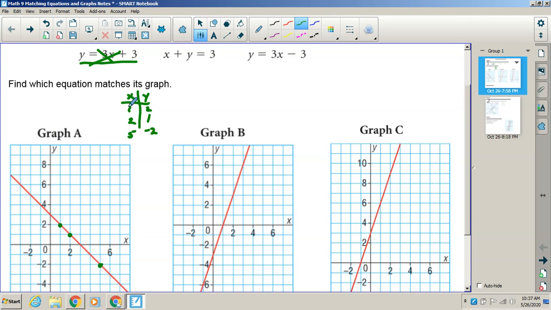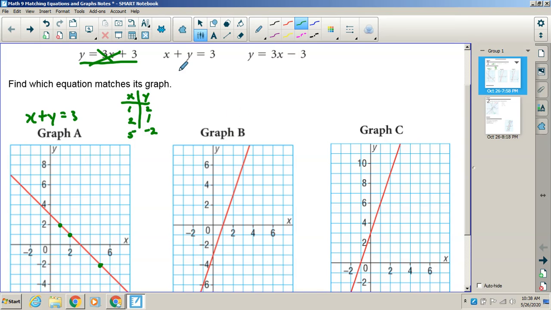Well, let's look at this equation right here, x plus y equals 3. If my x value is 1 and my y value is 2, 1 plus 2 does equal 3. So the first point works. Good start. Let's look at the next point. X is 2, y is 1, 2 plus 1 equals 3. Yeah, that works. And in this one, x is 5 plus -2 is positive 3. So each of these points fits into this equation. So graph A belongs to x plus y equals 3. So all we're doing is testing points.